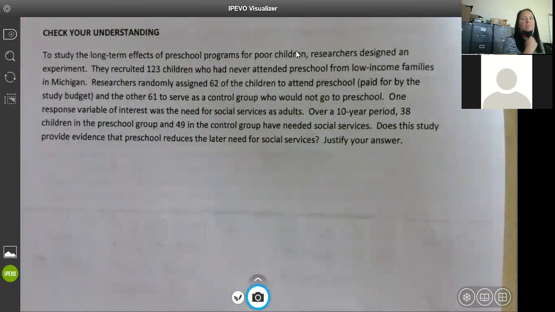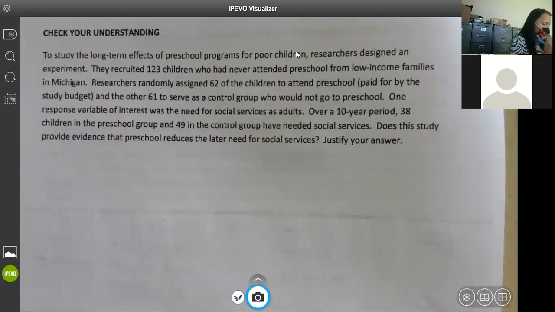To study long-term effects of preschool programs for poor children, researchers designed an experiment. They recruited 123 children who had never attended preschool from low-income families in Michigan. Researchers randomly assigned 62 of the children to attend preschool, paid for by the study budget, and the other 61 to serve as a control group who would not go to preschool. One response variable of interest is the need for social services as adults. Over a 10-year period, 38 children in the preschool group and 49 in the control group have needed social services. Does this study provide evidence that preschool reduces the later need for social services, and justify your answer?